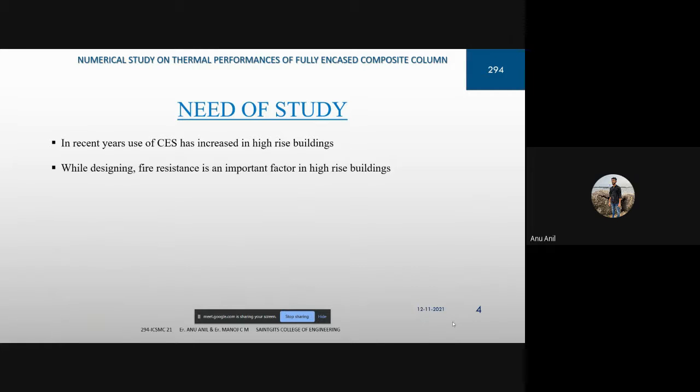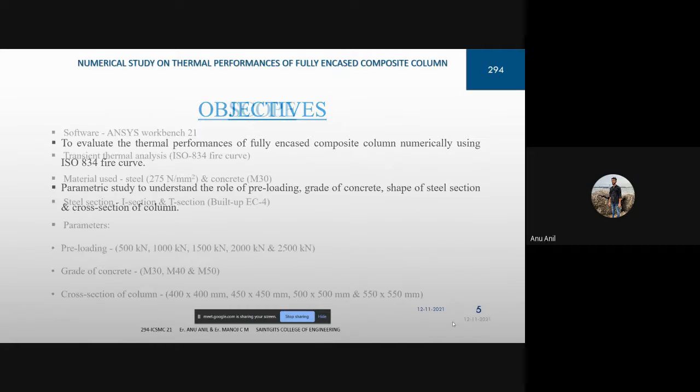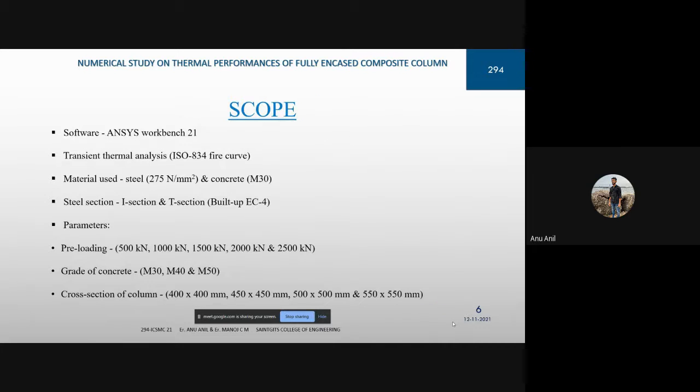While designing, fire resistance is an important factor, so here we have carried out a study to evaluate the thermal performance of fully encased composite columns numerically using the ISO 834 fire curve. We have conducted a parameter study to understand the role of preloading, grade of concrete, shape of steel section, and cross section of column. The work was carried out in Ansys Workbench, and here a transient thermal analysis was carried out.